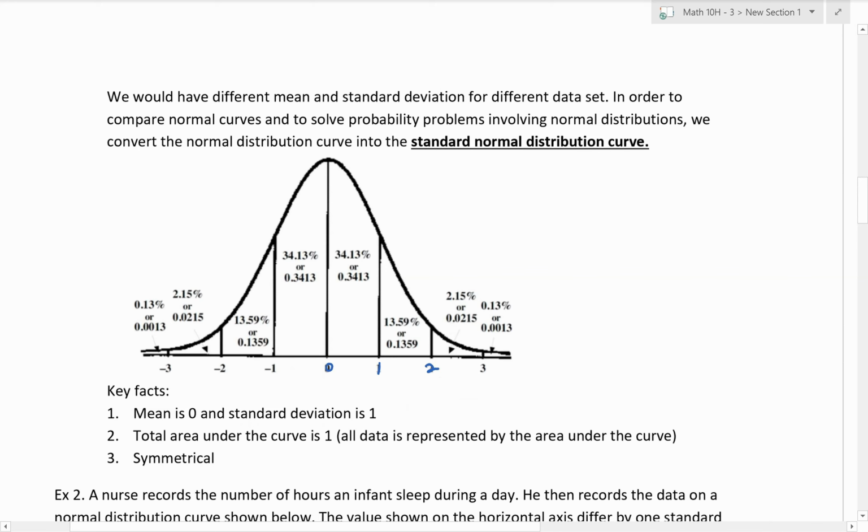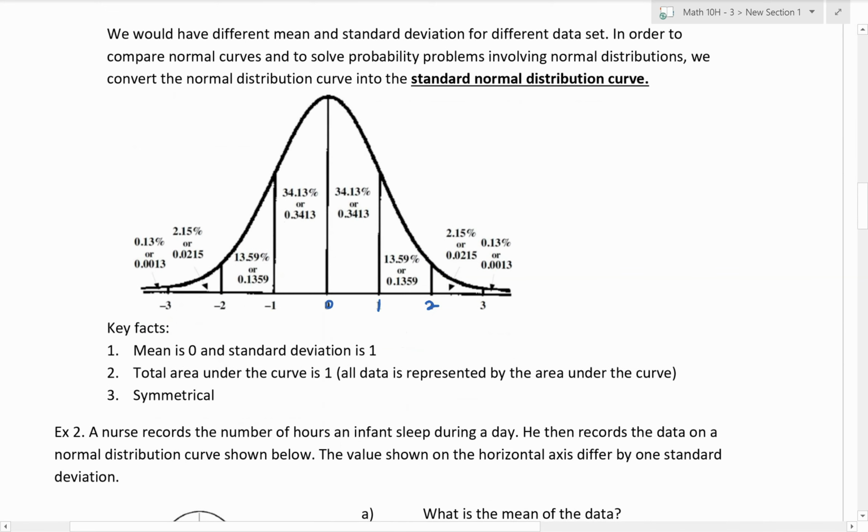So here are some key facts. The first one, like I just mentioned: the mean is always 0 and the standard deviation is 1. So it's nice and easy: 0, 1, 2, 3, negative 1, negative 2, negative 3. The total area under the curve is always 1, and that represents the probability. That makes sense: if you add up all the possibilities, the maximum is 1. And this is symmetrical.